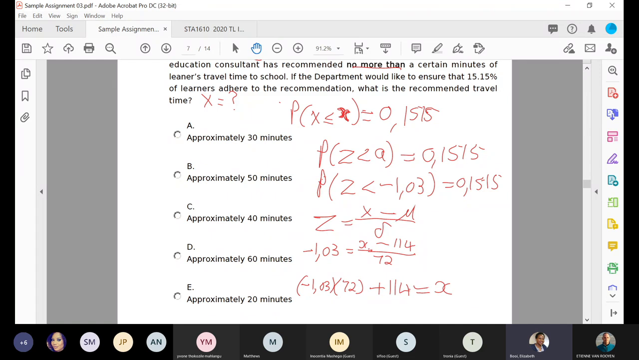So solve the equation. Minus 1.03 times 72 plus 114, what do you get? 39.84. And because it's in kilometers and it's rounded off into minutes, we can just round it off to 40 minutes. So the recommended travel time is 40 minutes.